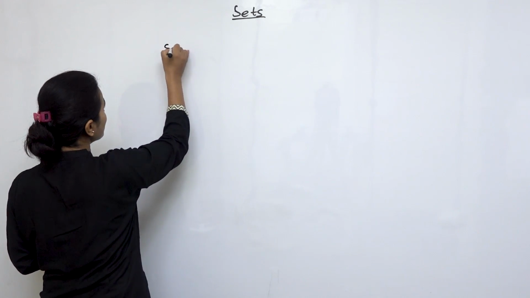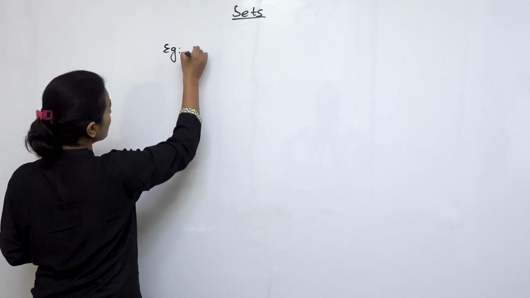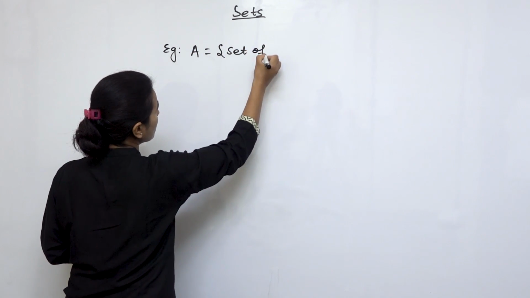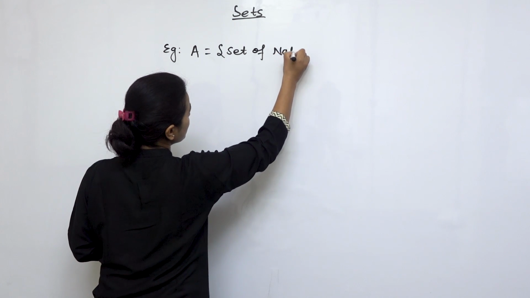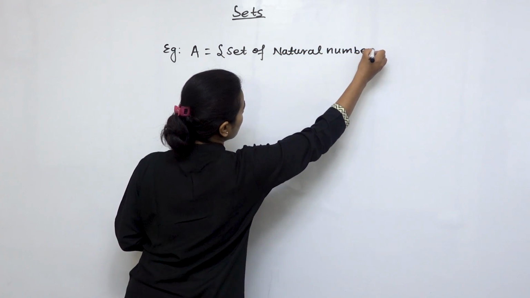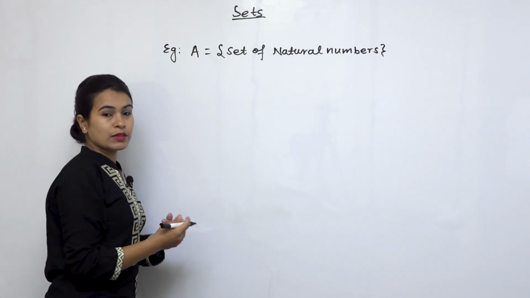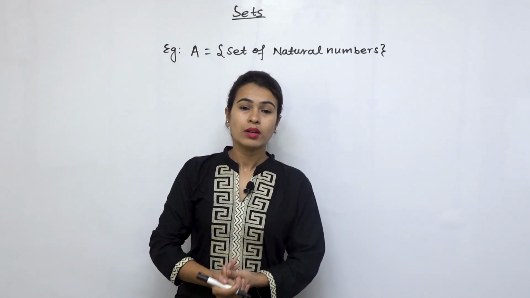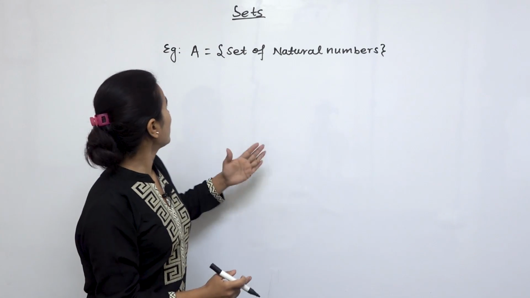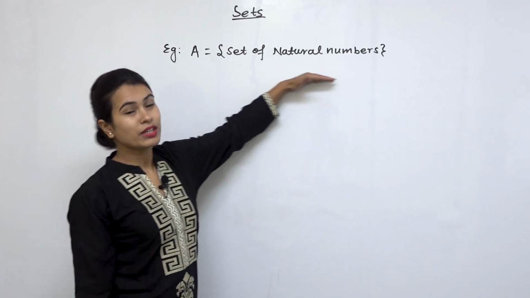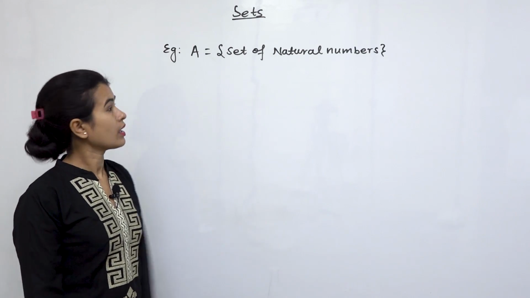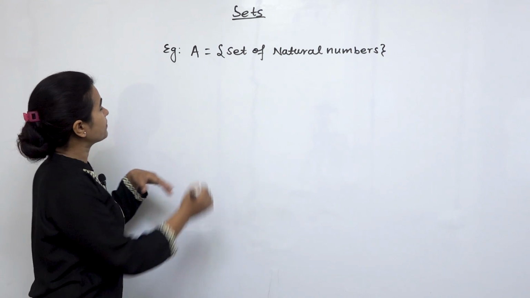Let's see a few examples on sets. Set A: A is the set of natural numbers. First of all, we should be familiar with what is well defined and what is not well defined. So here in set A, we have the set of natural numbers. Everybody knows natural numbers start from 1. So it is well defined.